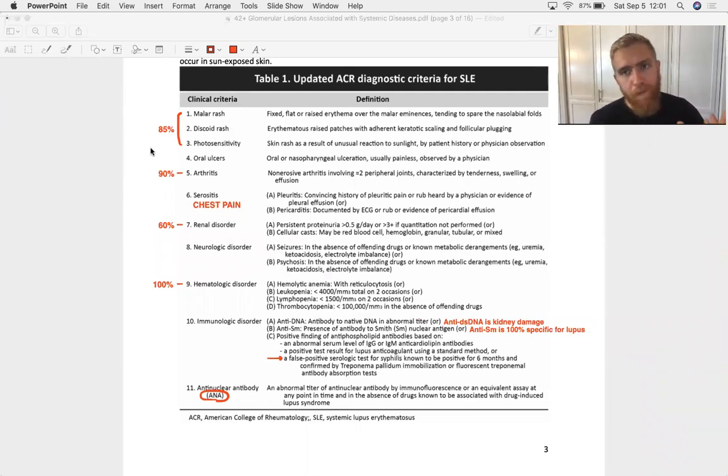Arthritis. Arthritis is a very, very common symptom in SLE. 90% of patients are going to have some form of arthritis. It tends to be non-erosive and very, very mild, which is going to help you differentiate it from rheumatoid arthritis, which tends to be a real pain and won't go away at all. It's not really an up and down problem, whereas this lupus arthritis can kind of be there and then gone and then there again and then gone.